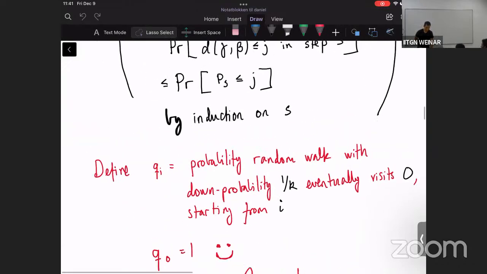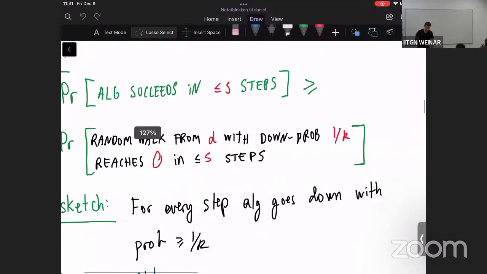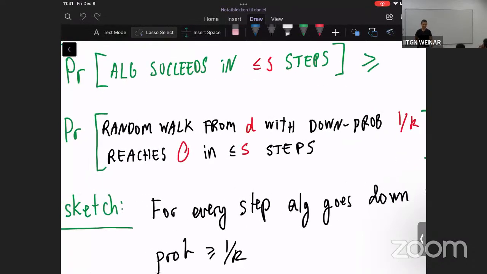Okay. So in particular, because of the claim, we can now forget about the algorithm and just focus on the probability that a random walk that starts at D and has downward probability 1 over k reaches 0 in at most some number of steps. But for now, let's forget about some number of steps. Let's ask, what's the probability that it reaches 0? Because here is the thing. That probability isn't 1, because the walk has an upwards drift. You go down with probability 1/3 and up with probability 2/3. So if you actually try to sample these things, what happens is that they tend to drift upward.